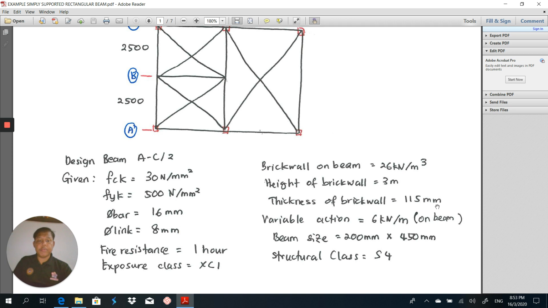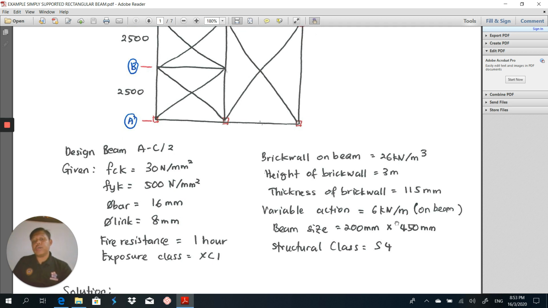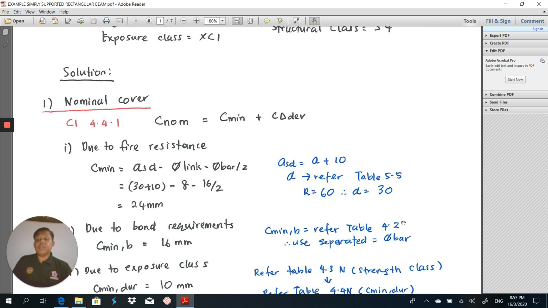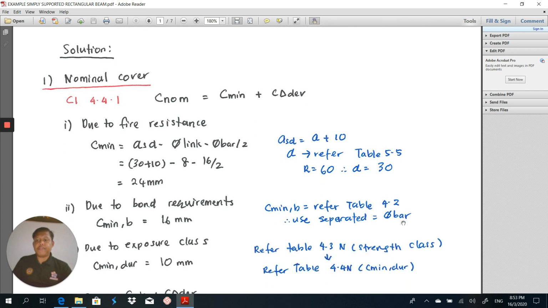We need this information in order for us to calculate the self-weight of the brick wall. The variable action given here is 6 kilonewton per meter on each of the beams. The beam size is 200 millimeter times 400 millimeter, and the structural class is S4. In order for us to solve this problem, the first thing that we have to do is to calculate the nominal cover.